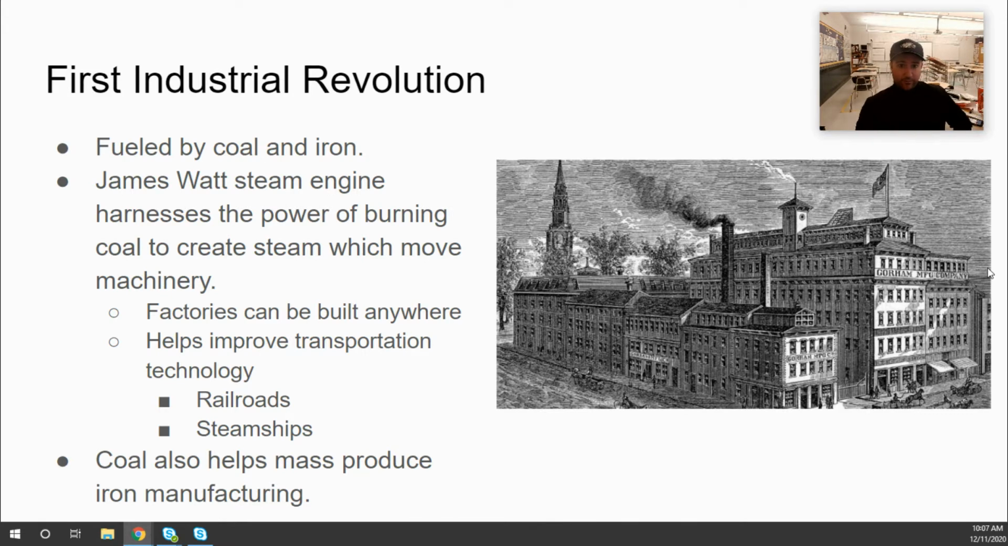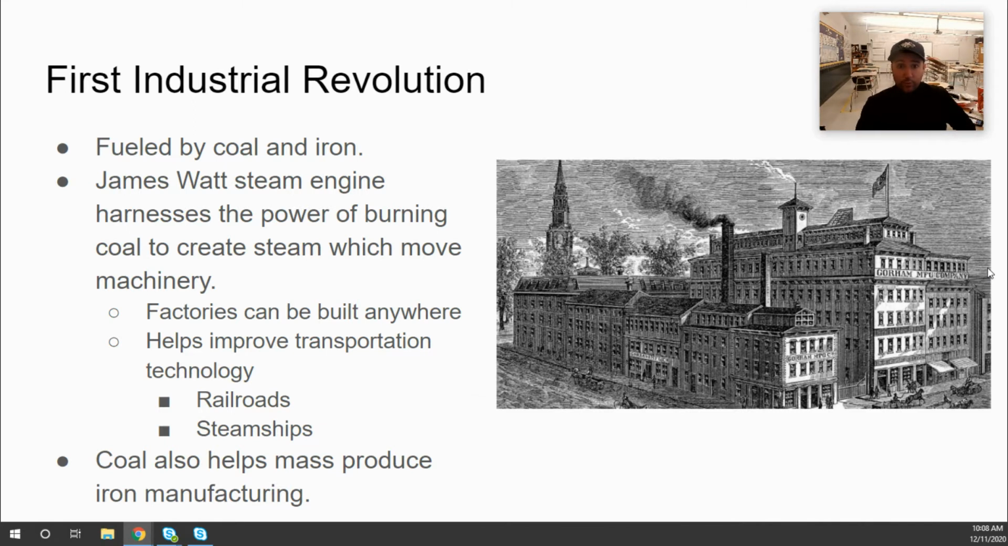There are two industrial revolutions that you need to be aware of, a first and a second, so there's a distinction between the two. The first one is going to be fueled by coal and iron. James Watt is going to invent the steam engine, which will end up harnessing the power of burning coal, which would then create the pressurized steam that moves mechanisms for the machines.